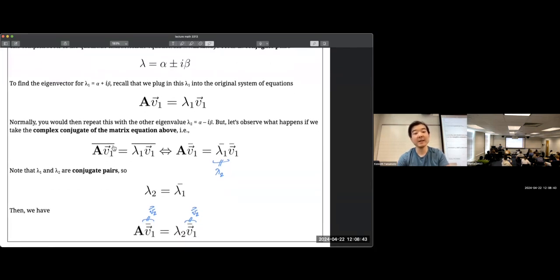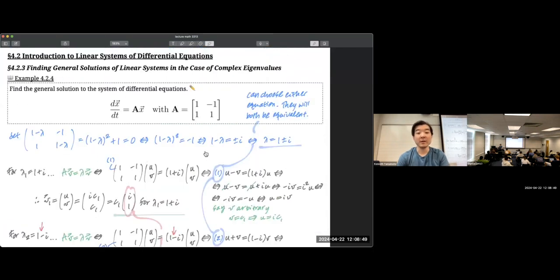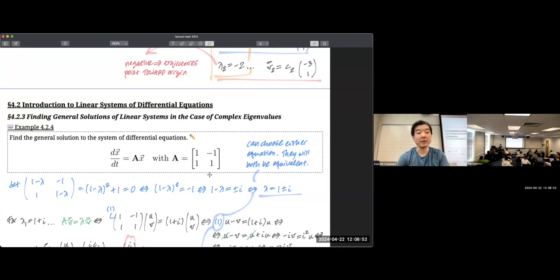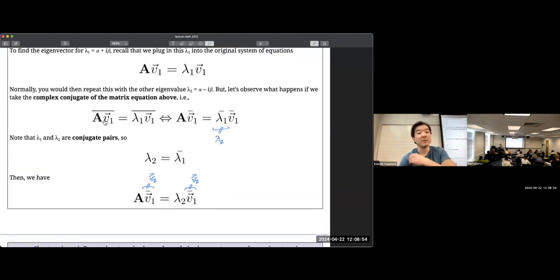Let's suppose you take the complex conjugate of both sides. The A matrix is all real. In our class, they'll all be actual real numbers, like 1, -1, 1. The complex conjugate of a real matrix is itself, because there's no imaginary part. The bar just means complex conjugate. So the complex conjugate of A times v1 would just be the matrix A times the complex conjugate of v1, and then the right-hand side would be the complex conjugate of both of these.